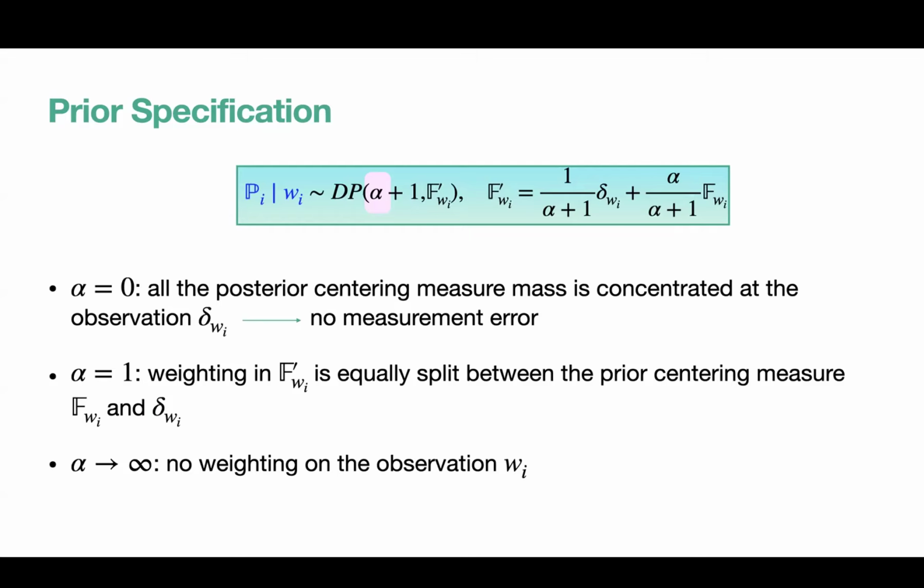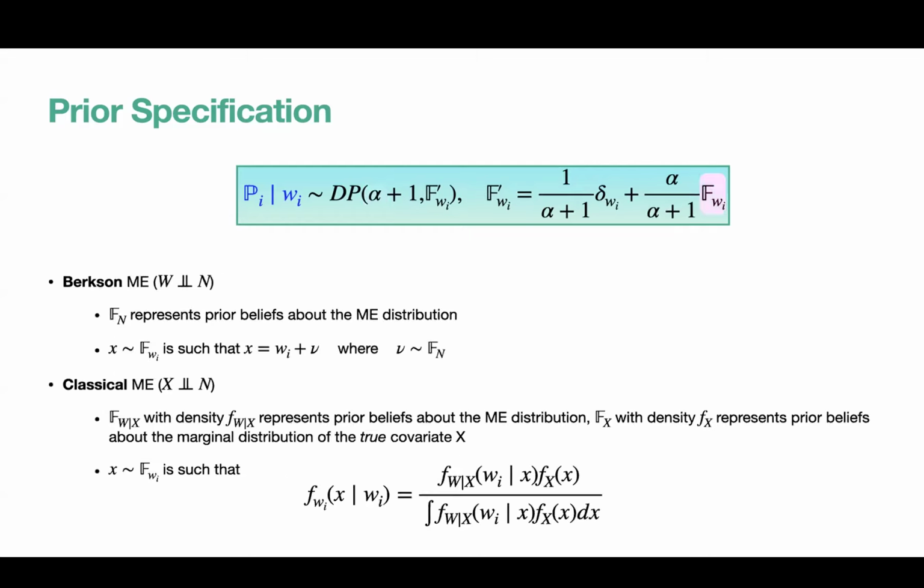because I'm setting a Dirichlet process on the conditional distribution. And to see that more explicitly, you can think about how I can actually set this prior centering measure in this case. What I want to take from this slide is that you can basically define FWI in a way that obeys the structure of the measurement error you think you have.